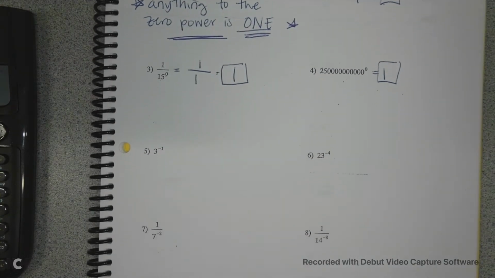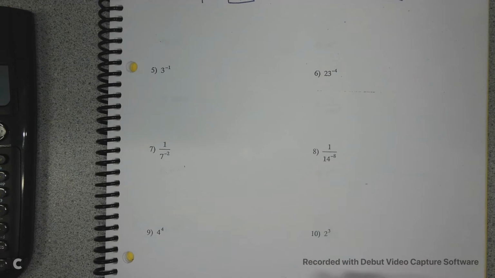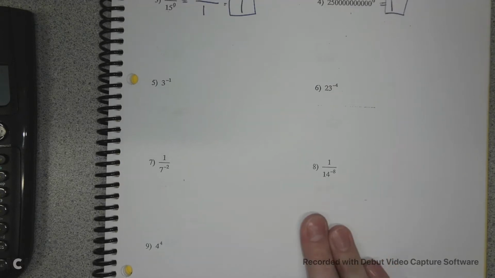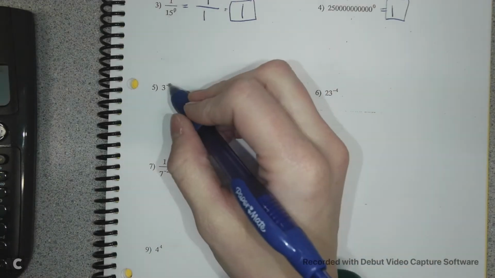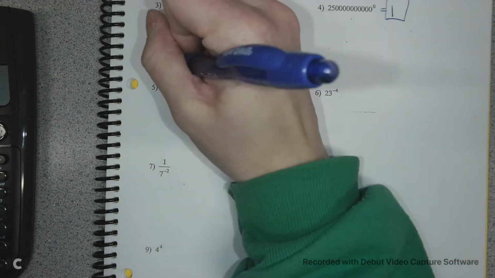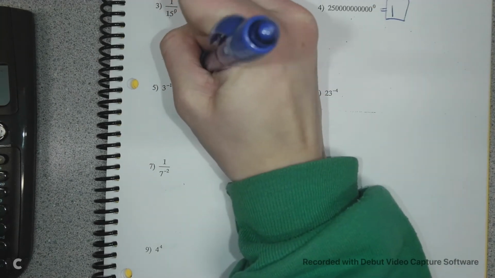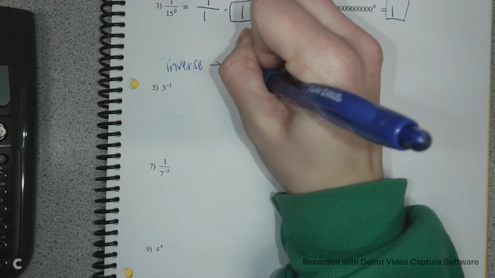Alright, let's look underneath here. Under this guy, we have negative exponents. Some of them. Okay, what that means is he needs to move spaces. So basically, this negative is an inverse. It means inverse or flip.